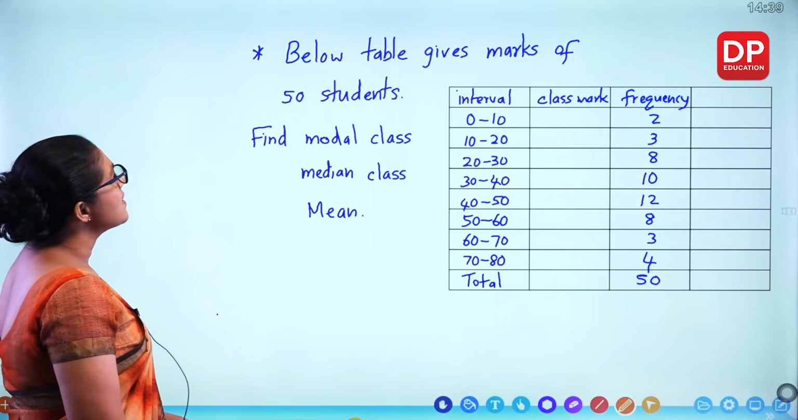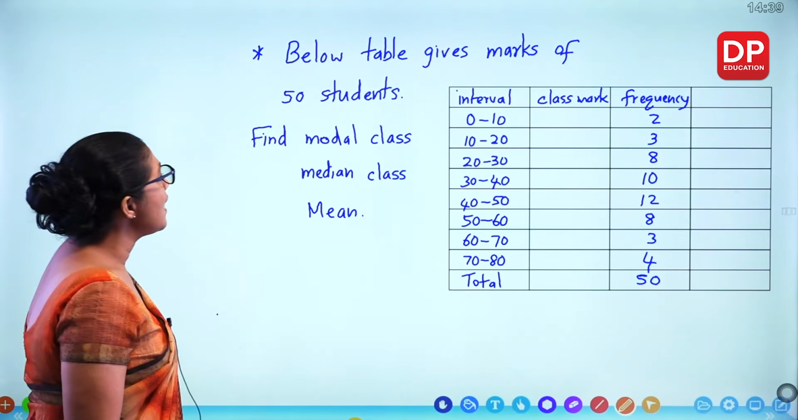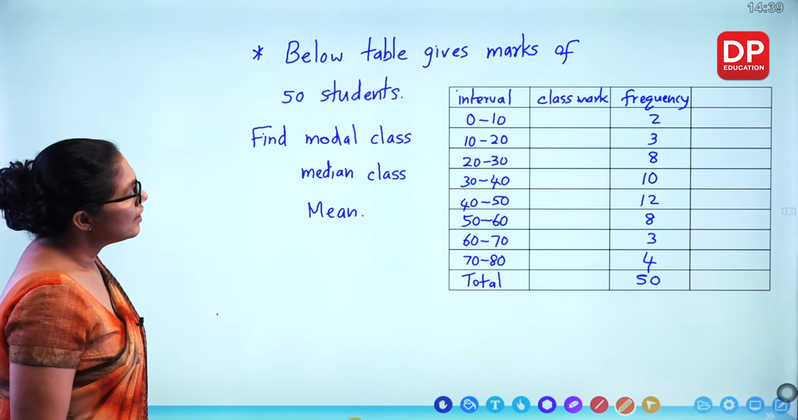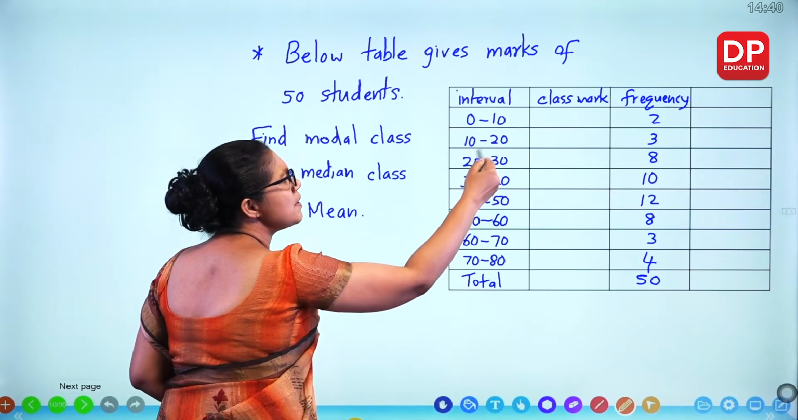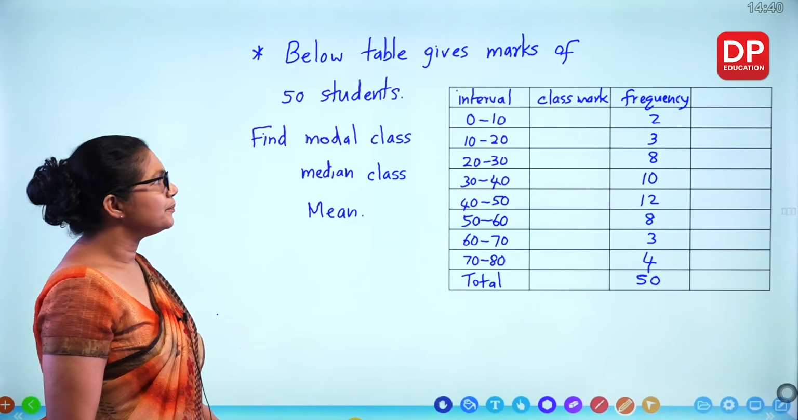Now look at this example. Below table gives marks of 50 students. Find modal class, median class and mean. So what are the intervals here? No gaps in between. So boundaries given, class boundaries given.